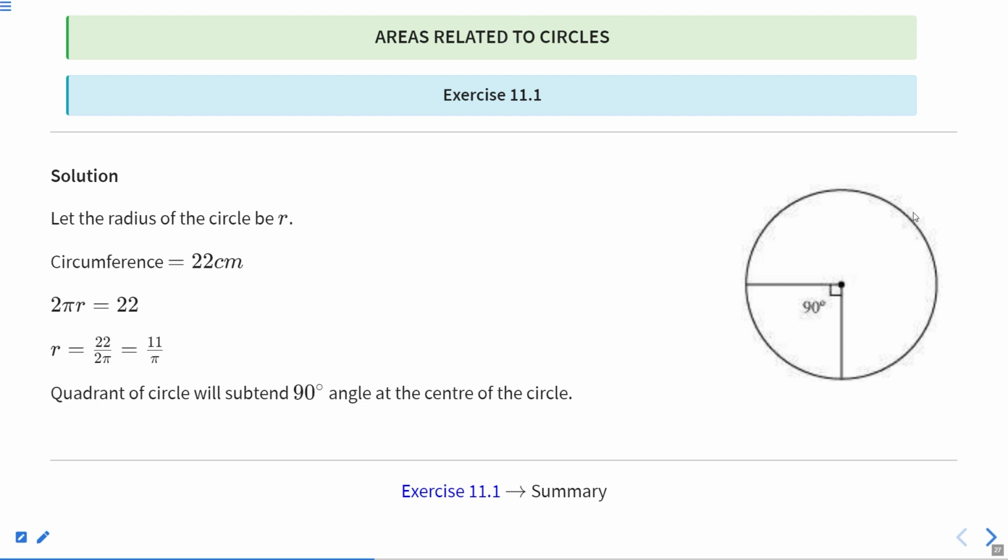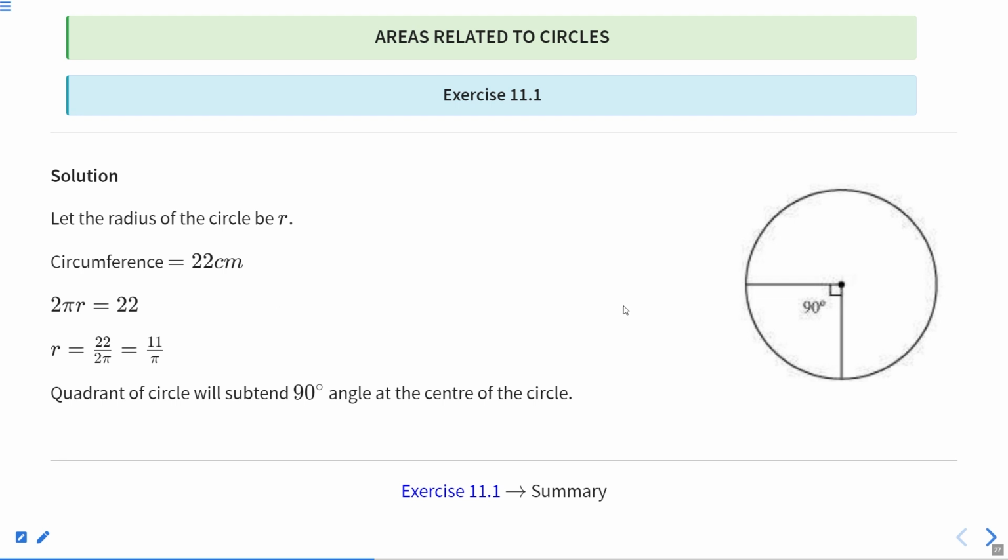First of all, we take this circle with radius r. Let the radius of the circle be r. The circumference is given as 22 centimeter. We know the circumference of a circle with radius r is equal to 2 pi r, so 2 pi r is equal to 22. It implies r is equal to 22 by 2 pi, and this is equal to 11 by pi.